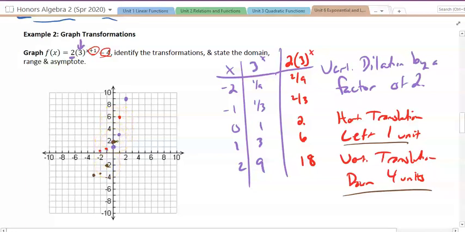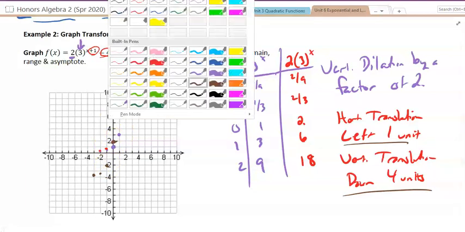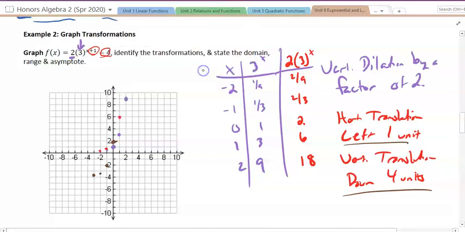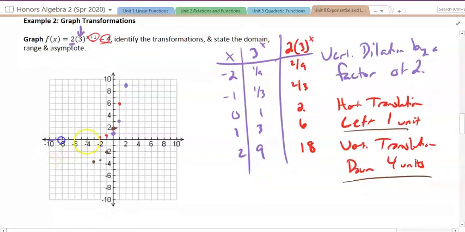Now the other thing that also transformed is our asymptote. Our asymptote originally, I'm going to put it in purple here, was the x-axis. Now, multiplying that y equals 0 by 2 is still going to give me 0. Moving a horizontal line left does nothing. And moving it vertically means that my line is also going to shift down 4 units. So my asymptote also shifts down with this graph.